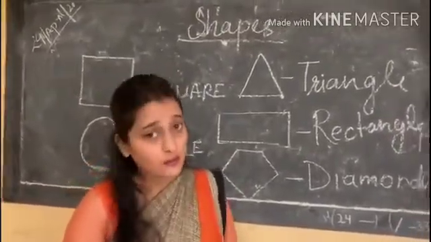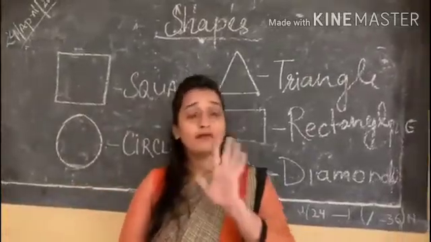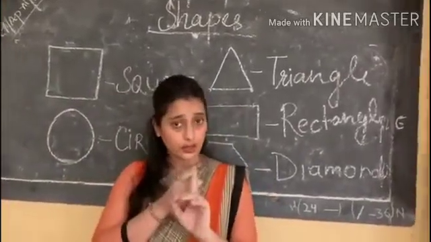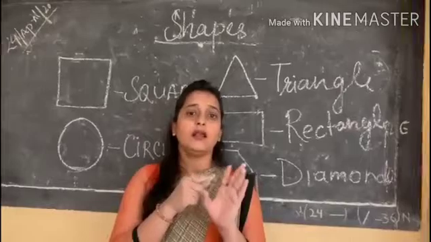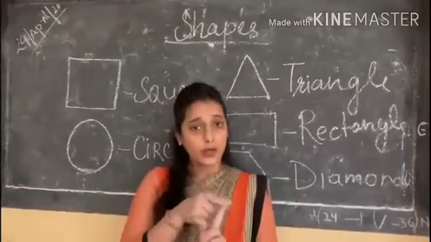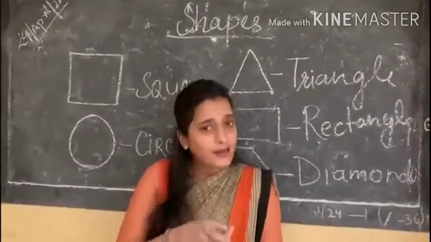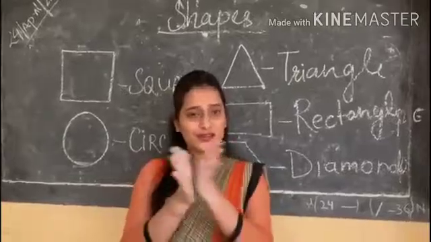So how many shapes did we learn today? Again we learned 5 shapes. Square, circle, triangle, rectangle and diamond. Okay, very good. Clap your hands.